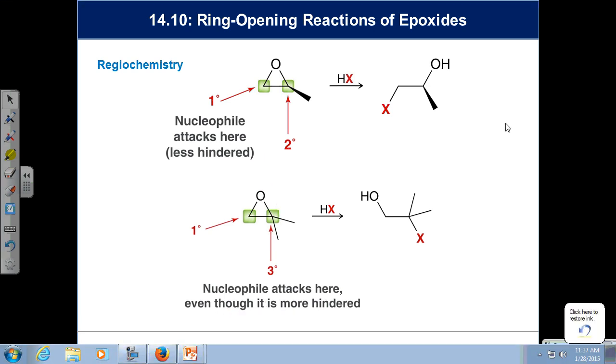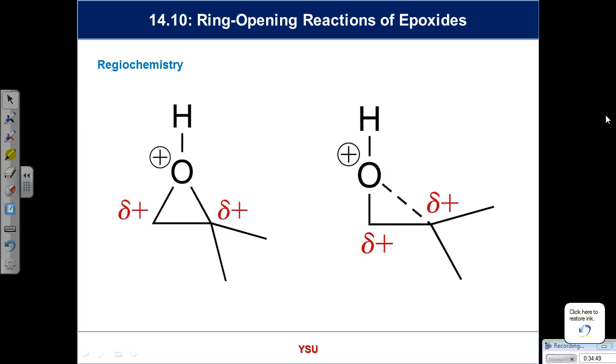Let me see if I can do this on the next page. Here we go. This is key. If we've protonated, the O is not happy. It wants its lone pair back. Okay? And it's going to take it away from one of the two carbons.